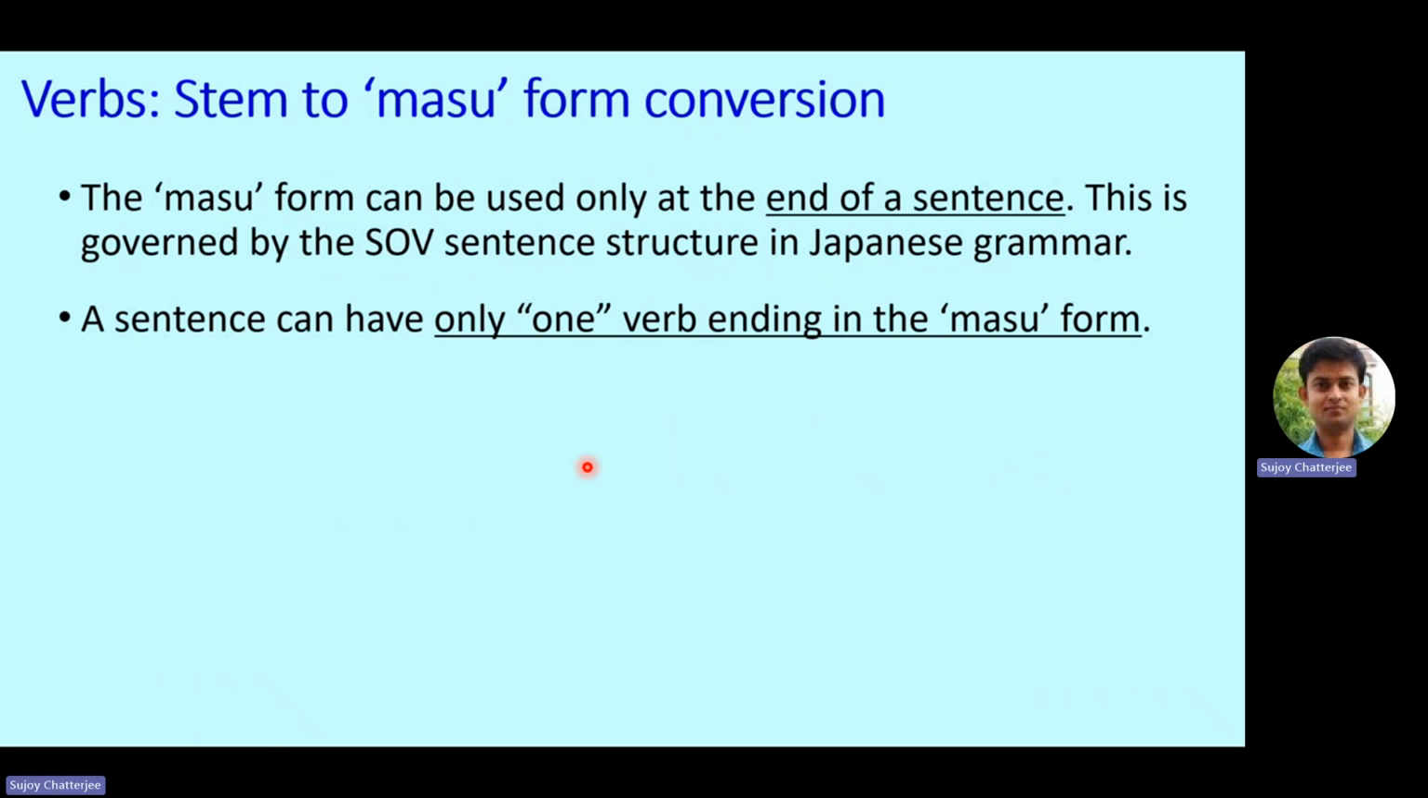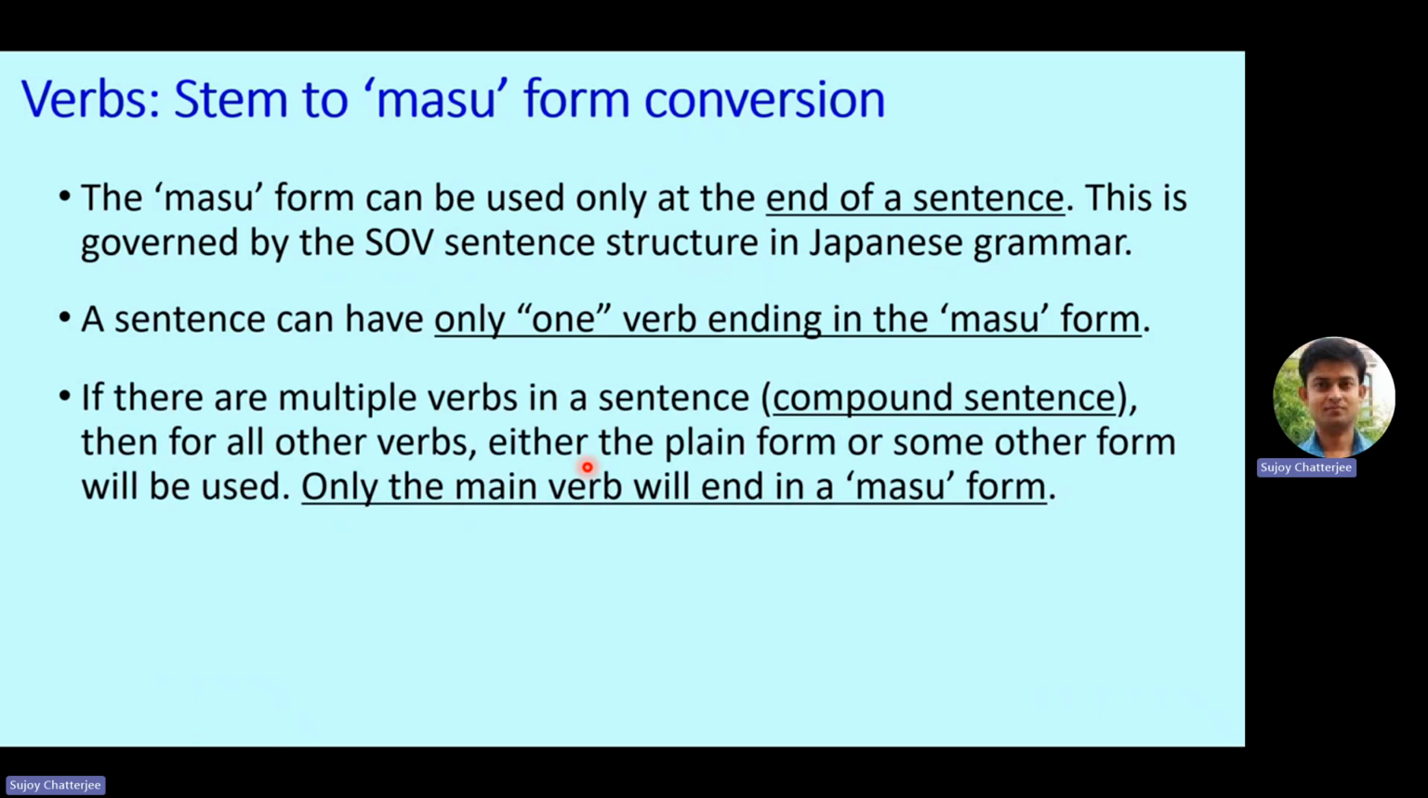A sentence can have only one verb ending in the mas form. As we just discussed, the mas form can be used only at the end of a sentence, and each sentence can have only one verb that ends in the mas form. If there are multiple verbs, then the rest of the verbs will be either in their plain form or in some other form, but not in the mas form.